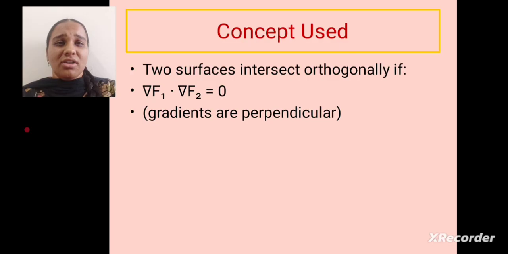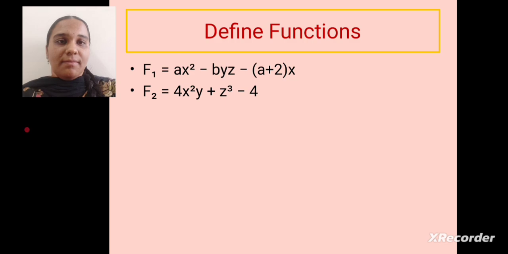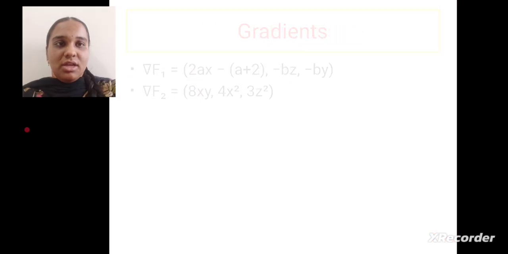So the concept which we're gonna use to solve this problem is that del f1 dot del f2 is equal to 0. So if these two planes intersect orthogonally, we're gonna prove this formula. So we're gonna assume that f1 is equal to ax square minus byz minus a plus 2 of x, and then f2 is equal to 4x square y plus z cube minus 4.